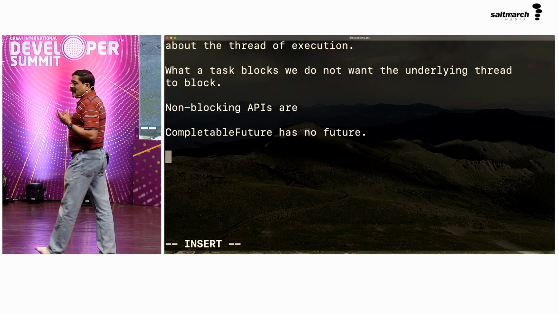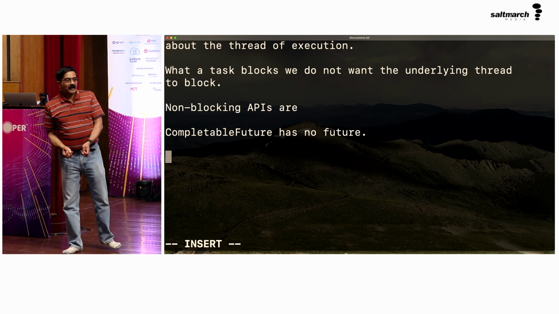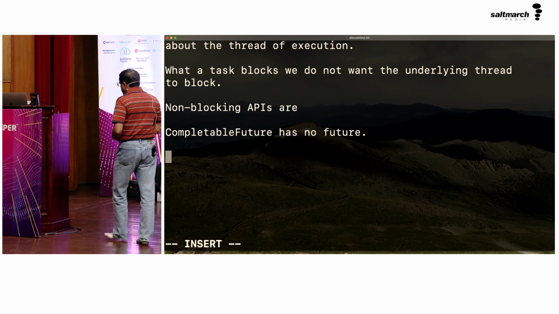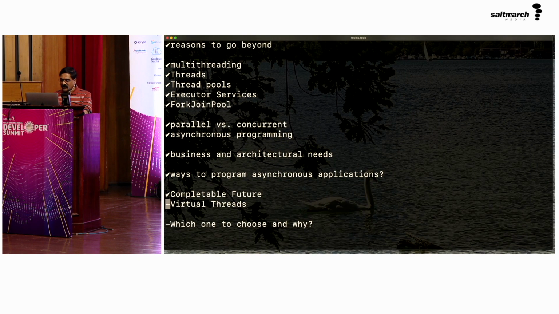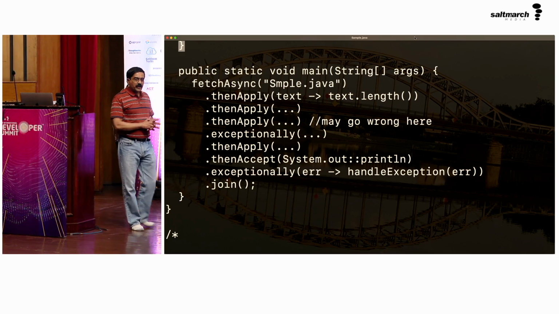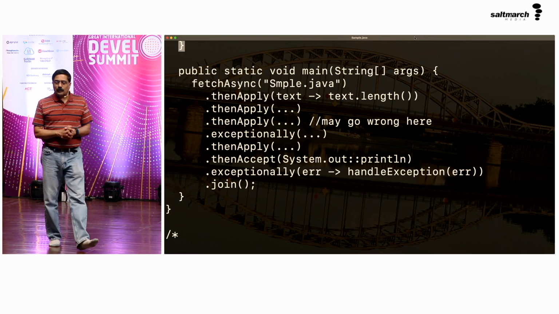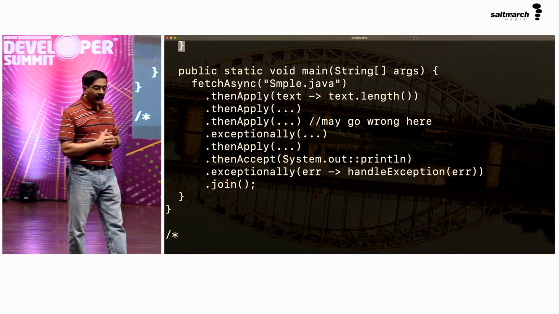So we still have the problem. We don't want threads to get stuck. How can we solve the problem? Thankfully, we got an answer in Java 21, which is virtual threads. So what are virtual threads? Virtual threads essentially are super lightweight threads. That's right. They're super lightweight threads.